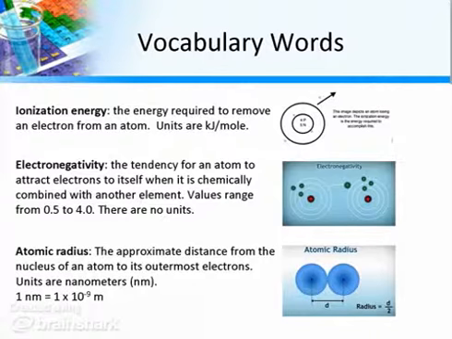So that means that you will read ionization energy, the energy required to remove an electron from an atom. And look at the picture. Now, in your journal, think about that definition and write it in your own words. Then repeat that for the next 2 words shown on the slide, electronegativity and atomic radius. When you're done, move on to the next slide.